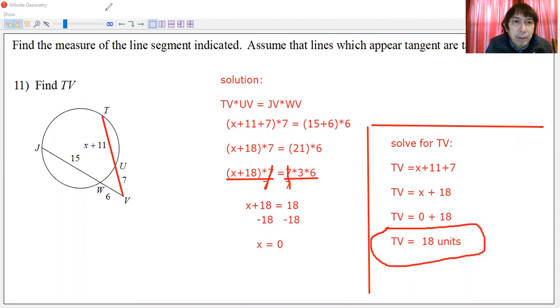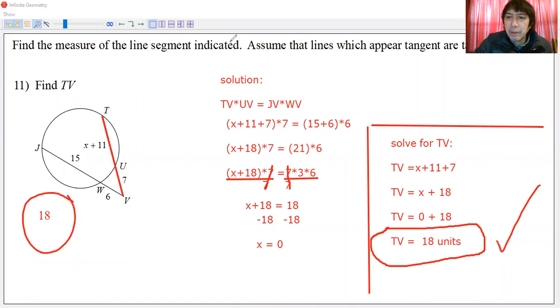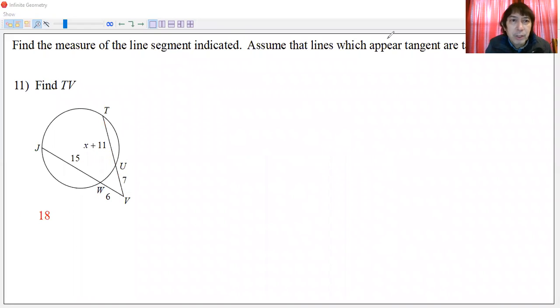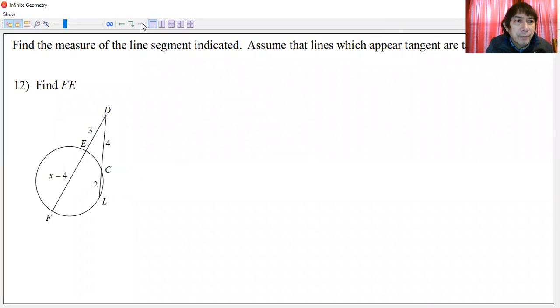We shall check and verify from the computer. Check the answer below the diagram. There, it's 18. And so this must be the right length of the segment TV. All right, let's continue with the next number. Let me clear the solution. Clear the answer. Number 12.